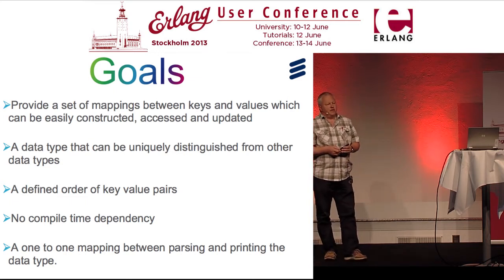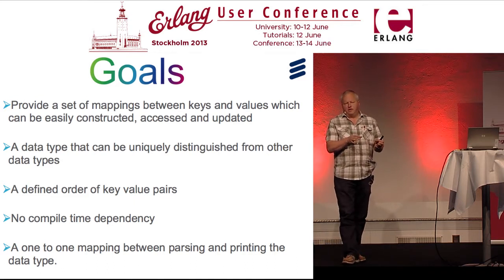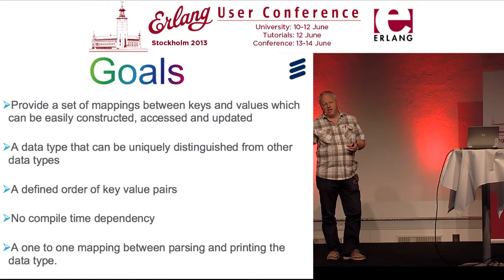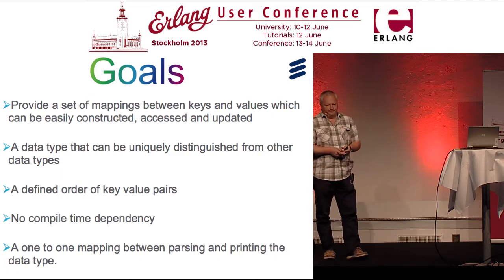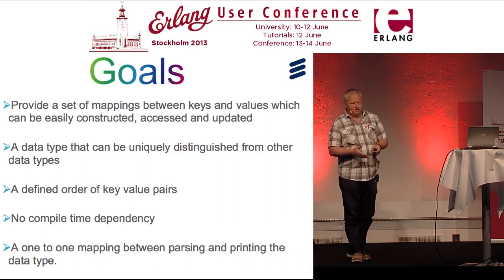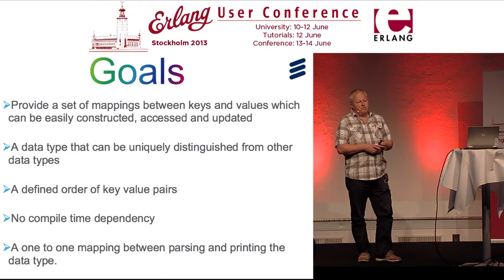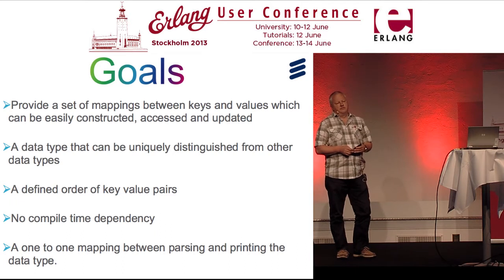And there should be a defined order of the key value mappings. So it should not matter in how you create the map. If you create a map with one key first, and in another place you create the same set of keys, but in another order, they should come out to be the same order of the keys. And if you print them, they should look the same. And you should have no compile time dependency. You should not need to use include files declaring maps.